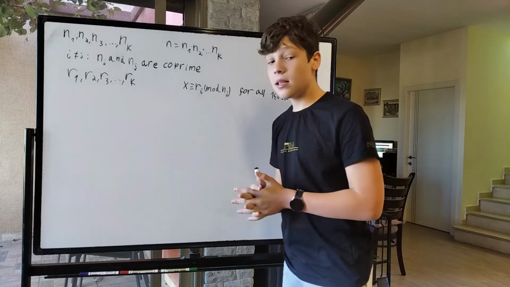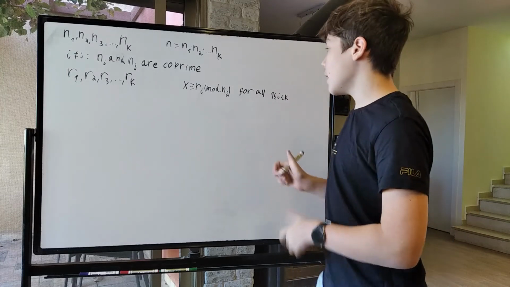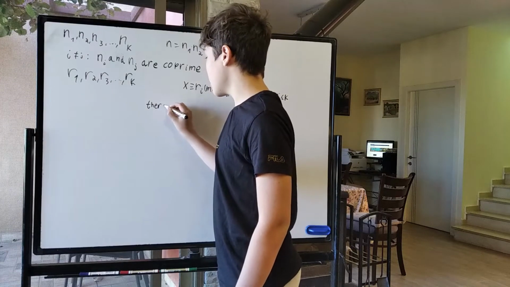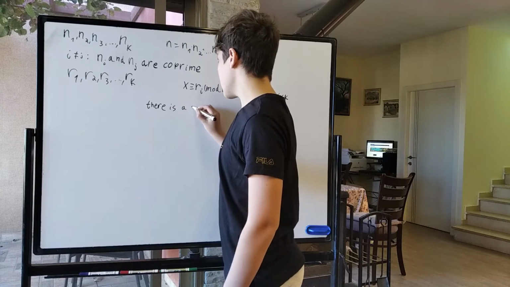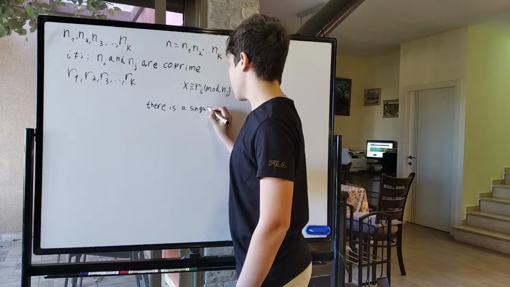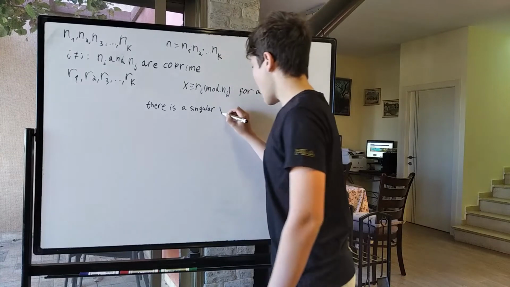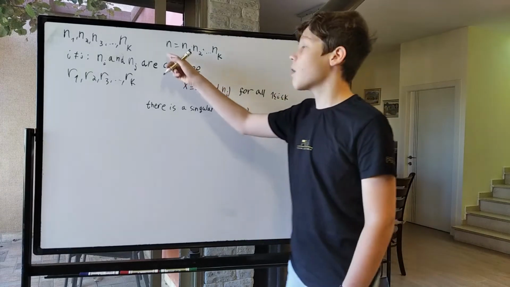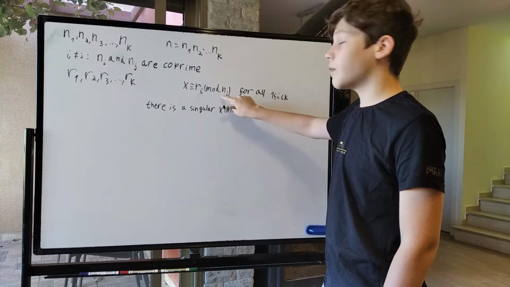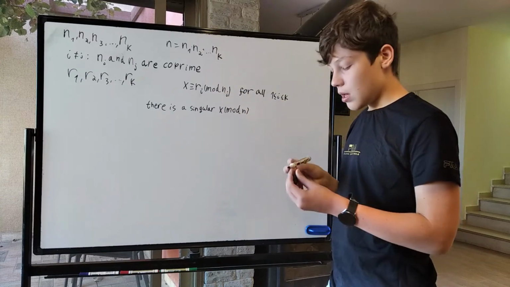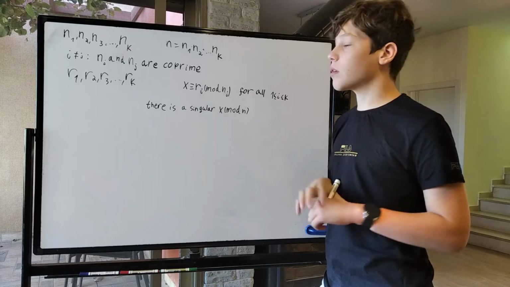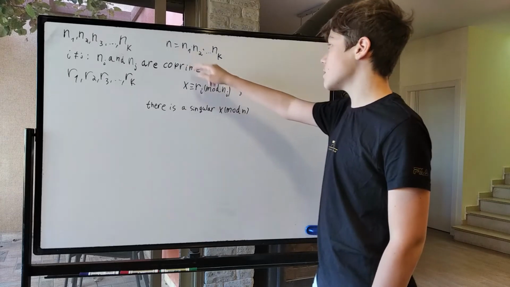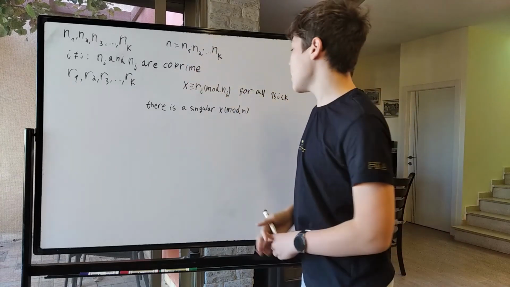And it also says that there is a singular x mod n. So remember, n is the product of all of these numbers, which are sort of the basis of our mod equations. So we have n1 times n2 all the way on times nk. That is n.